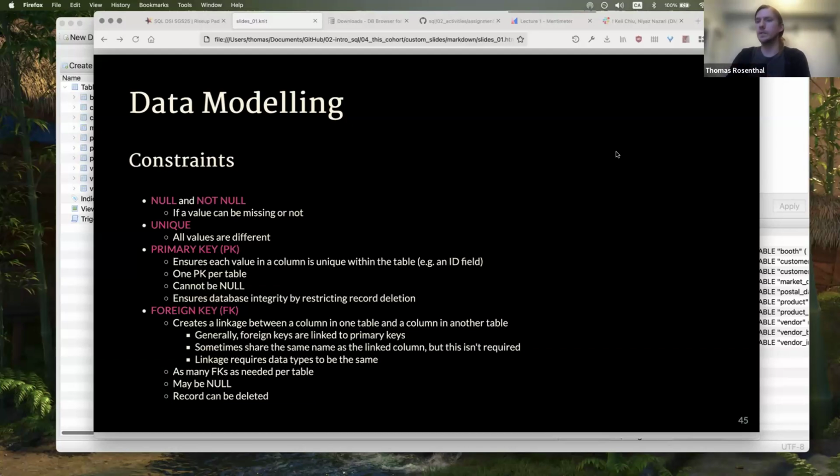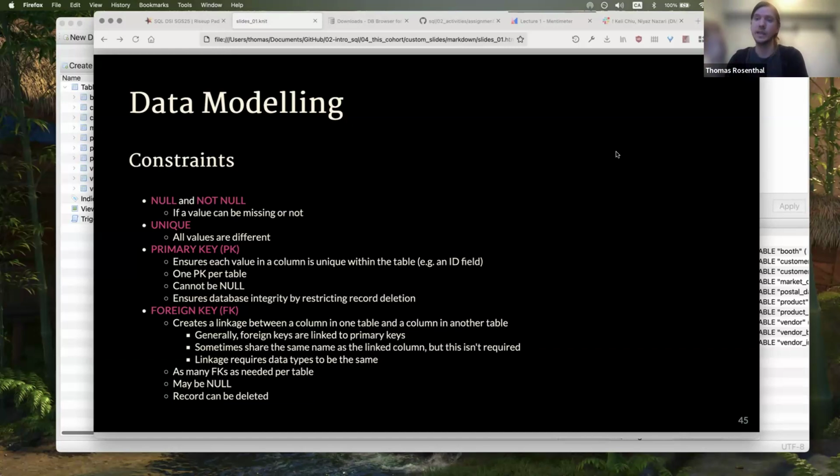Here are some examples of constraints. Null and not null. This specifies whether or not a value in a column can be missing. So in SQL, we use null, if you're familiar with Python or R, it's NA instead. But it's null and not null. Unique is as it sounds. It means whether or not you can have any duplication in a column, so all the values are different.